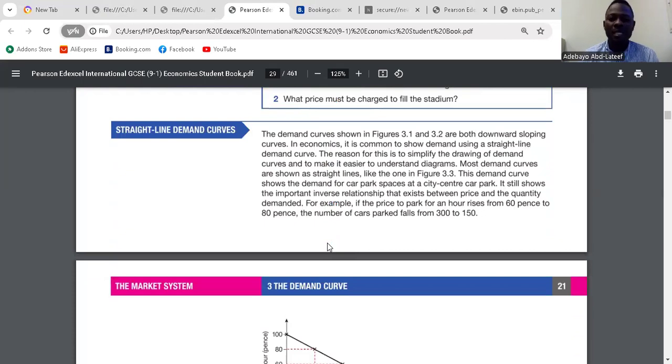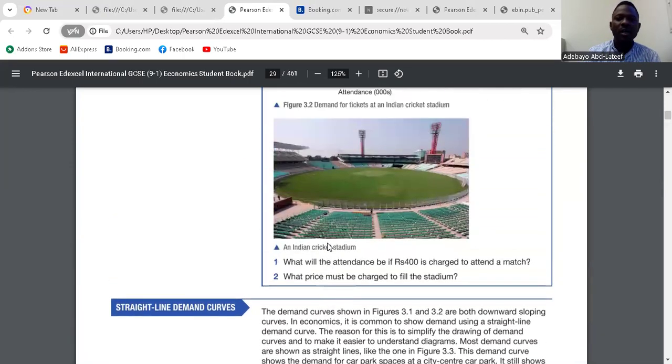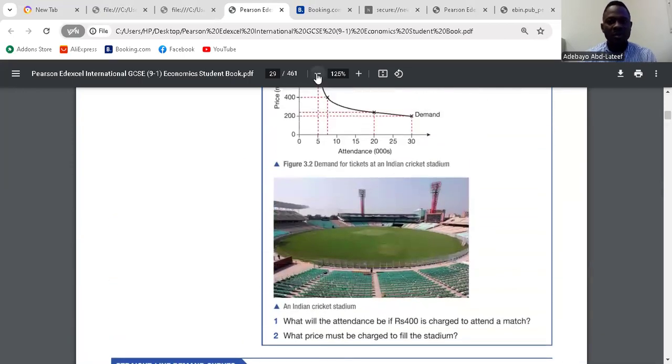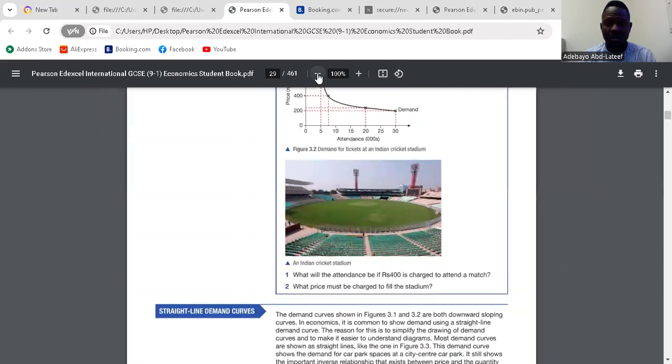So we have the straight line demand curve. Are you there? Yes. So the demand curve is set. So we do the activity. Do we? Let's do this. Okay, sure. Yeah, they said we have the activity. Let me just reduce it. Okay.